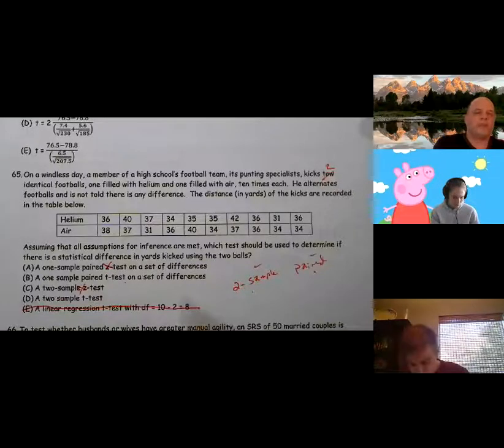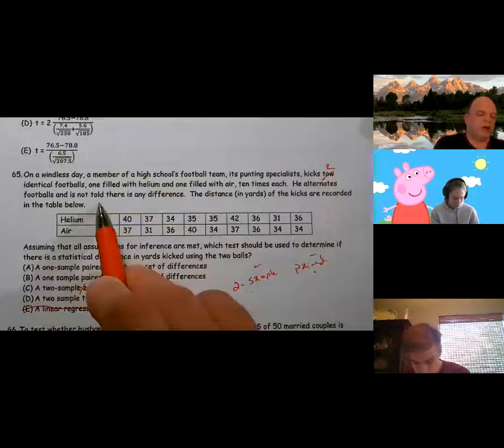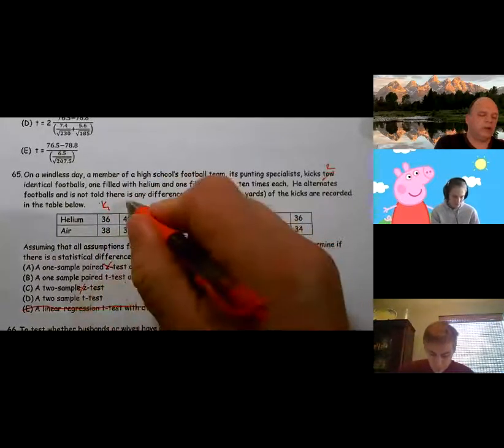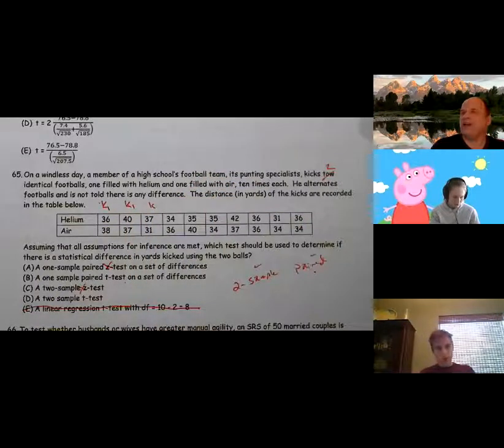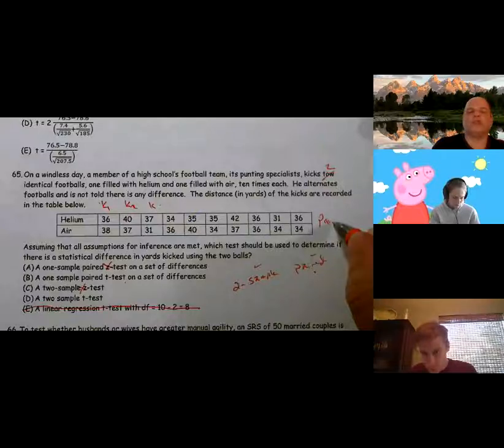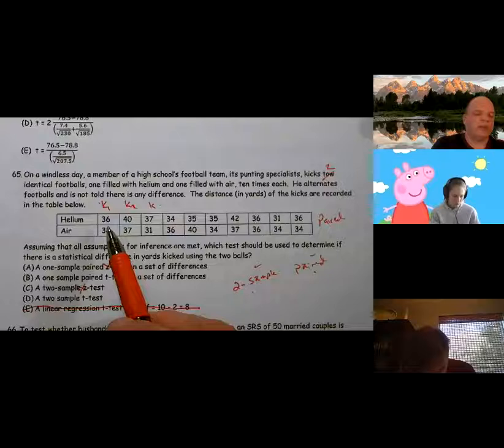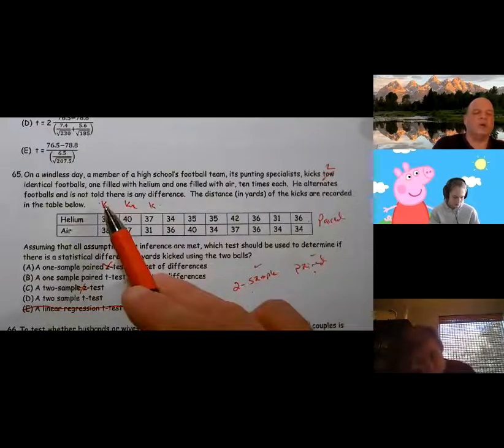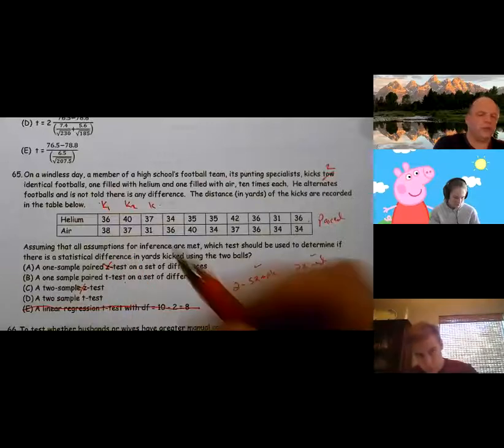Oh, this could be the kicker. Well, that would be kicker one, and this would also be kicker one. It's like, wait a second, we don't have multiple kickers. Had this been multiple kickers, this could have been done as a paired test, because each kicker would have been tested twice. Since we only have one kicker, we have the average distance for kicker one and the average distance for kicker two. So this becomes a two sample t-test.